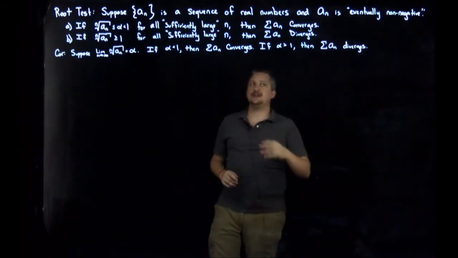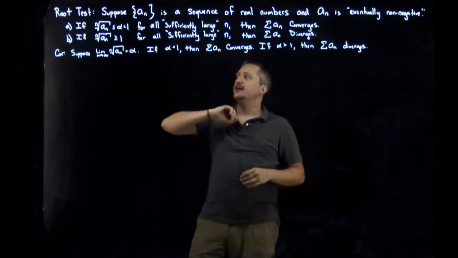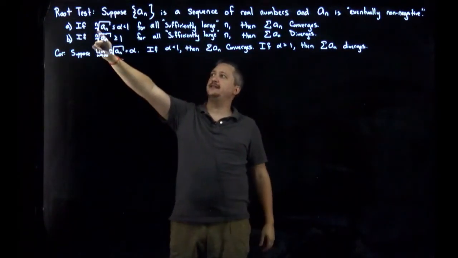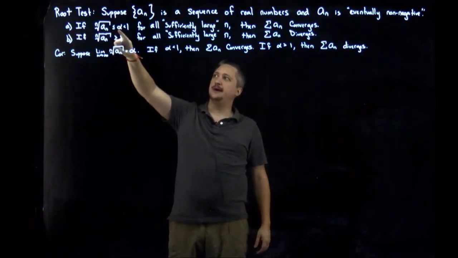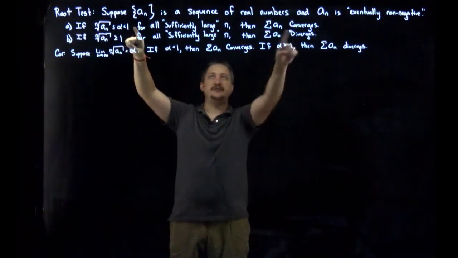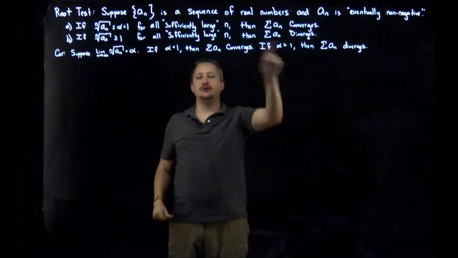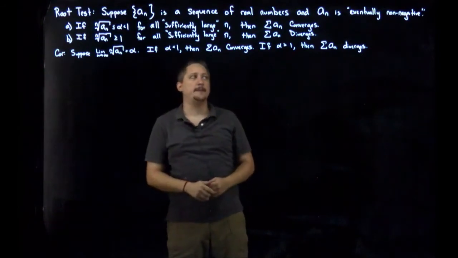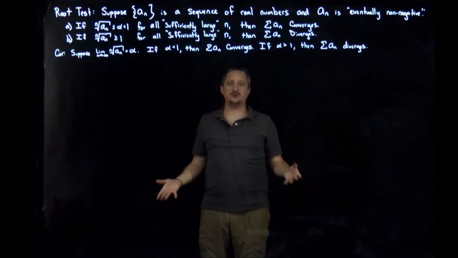So essentially, putting aside the eventually non-negative and for all sufficiently large, the idea here is that if we take the nth root of an, then at some point it is bounded by alpha strictly less than 1, which means it converges. If on the other hand it's greater than or equal to 1, then we know that the series diverges, right? And if we can't say either one of those, then the test fails, which is totally possible.